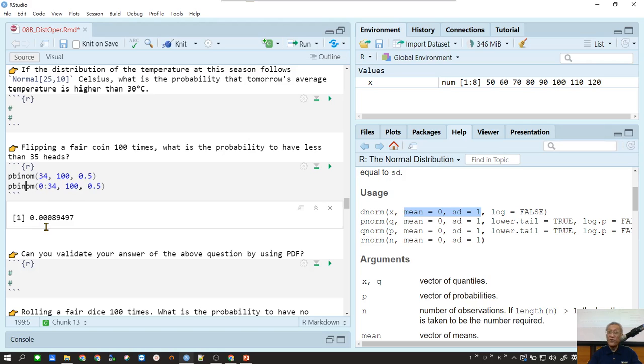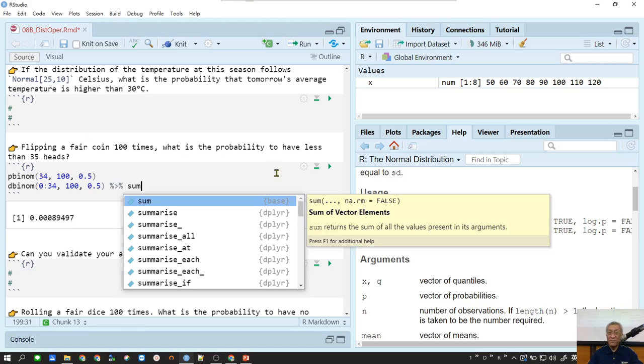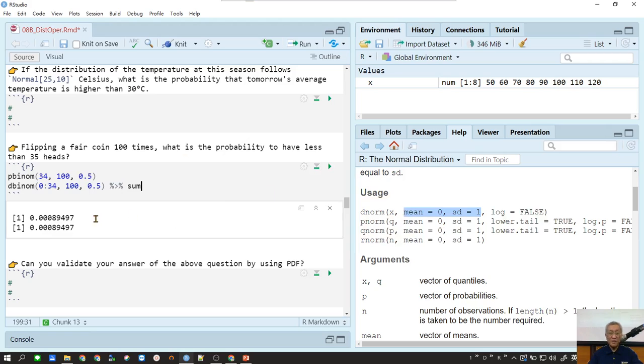Zero to 34, right? And if you use the D function, you need to add them up, right? It should be the same. Okay. So the probability is not high at all, right? If the coin is fair, its probability is actually quite low. Okay.